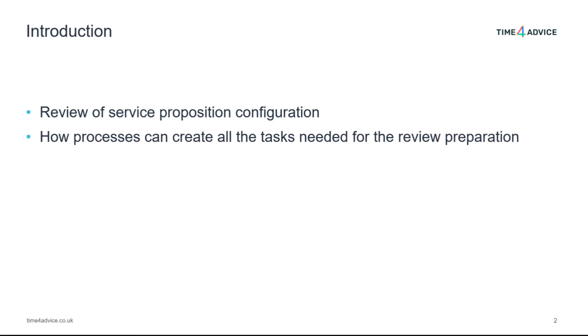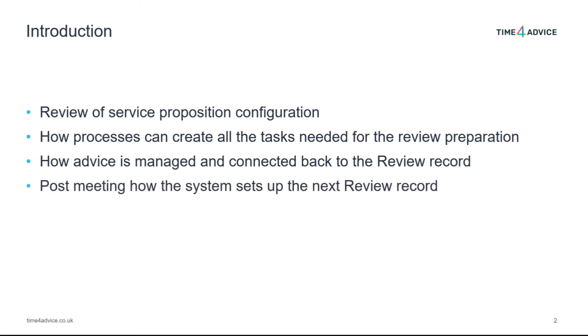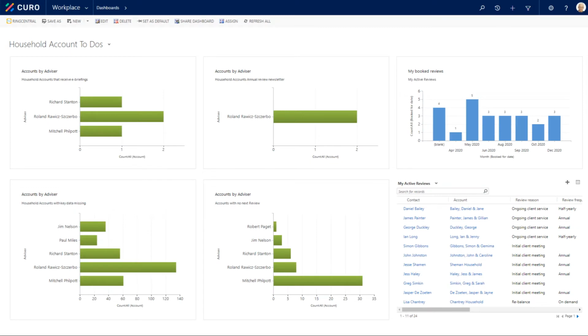We'll demonstrate how processes can be triggered when a review is booked and how these processes can line up all of the relevant activities in order for the client servicing team to prepare for the review. We look at how the advice given is managed within the review and how everything is connected back to the review record for ease of checking pre and post the recommendation being accepted. And finally, once the review is completed, we'll see how Curo creates the next review in line based on the agreed service proposition commitment.